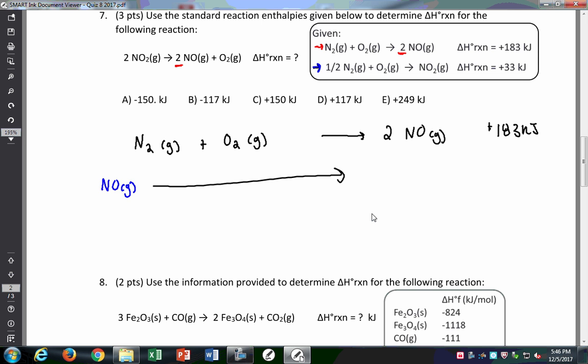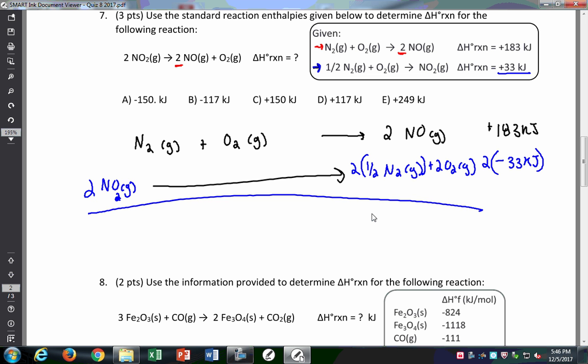There we go. And when we flip the reaction, that means we have to flip the sign. I'm not done though, because I need 2 moles of NO2, and I only have 1 mole of NO2 right here. So I'm going to have to multiply the entire reaction by 2. And when I do that, I also have to multiply this by 2.